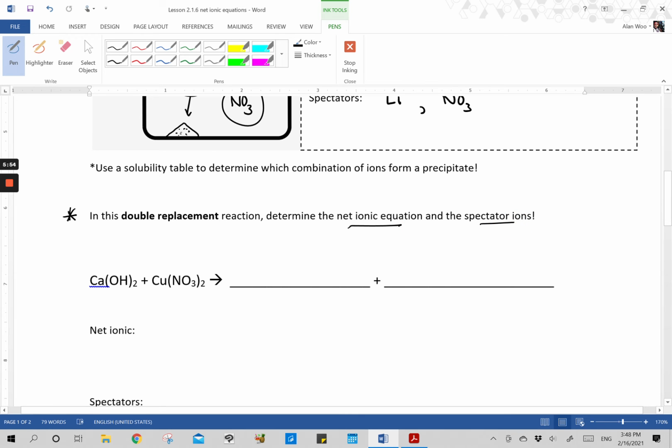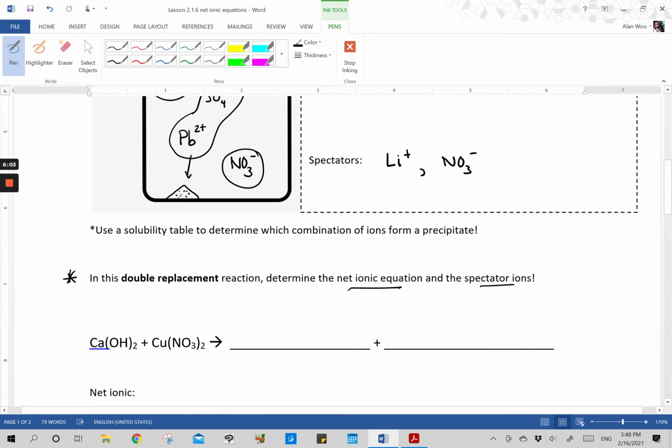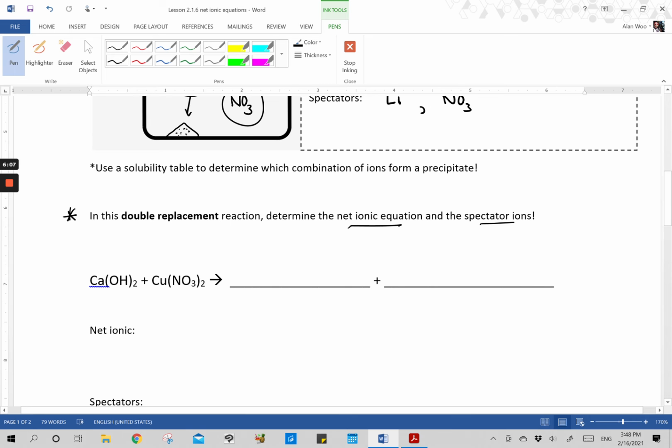For something like this, it's not clearly spelled out in terms of what your ions are, but you can actually figure it out. Even in a double replacement reaction, there are only two ways for things to combine. So when we look at calcium hydroxide, the first element is typically a positive. So calcium has a charge of 2 plus.